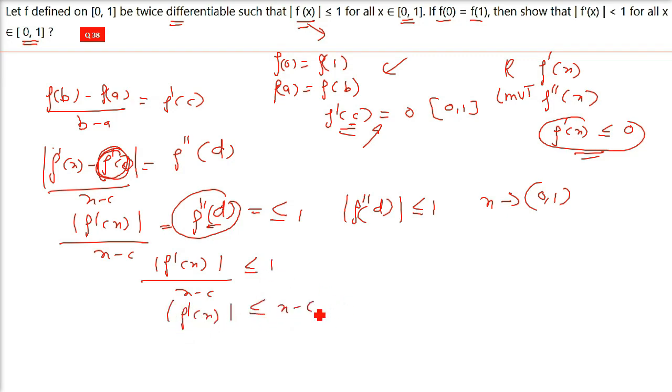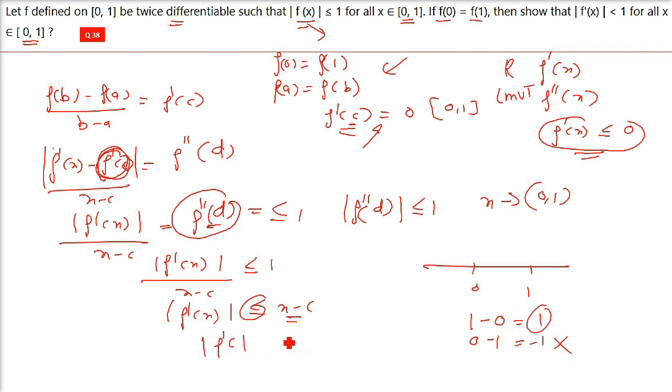But you tell me, x is varying, c is varying because c also belongs to 0 to 1. So what will be the highest value and lowest value of x minus c? If you have 1 minus 1, it will be 0. If you have 0 minus 1, it will be minus 1. If you have 1 minus 0, it is going to be 1. So again, it will vary from negative 1 to 1. Since we are taking the modulus, we take the positive sign only, so we will take 1. So this f dash x is less than 1. This is what we have to prove.